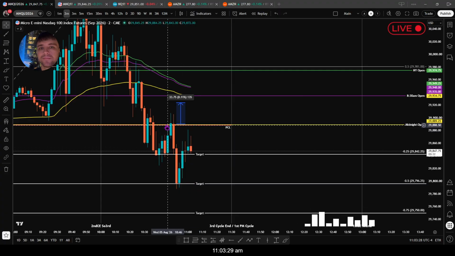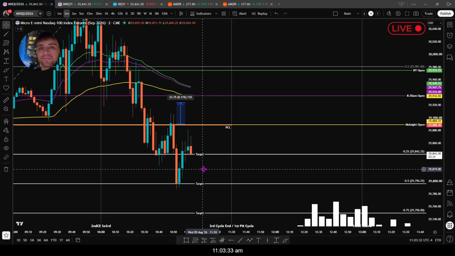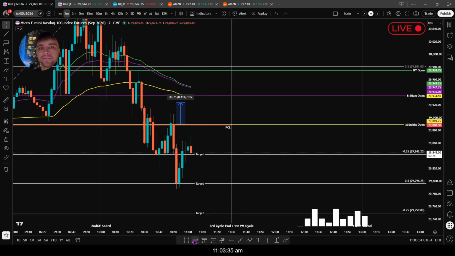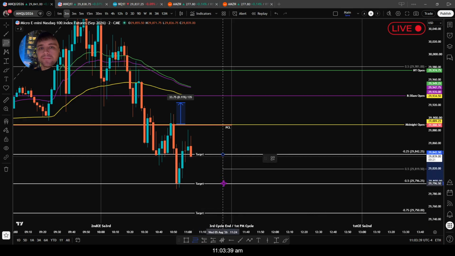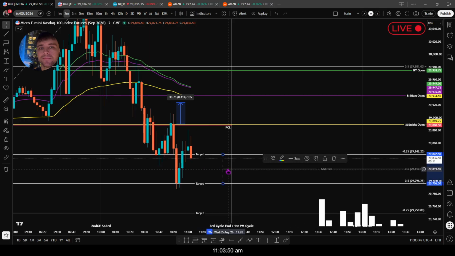And then second trim was 29825. So how I got that level was just 50% between this first standard deviation and this second. So 825 was that second trim. I did a few points above and we got filled there.